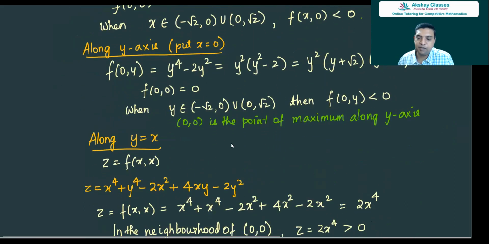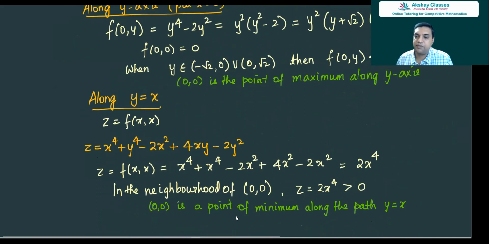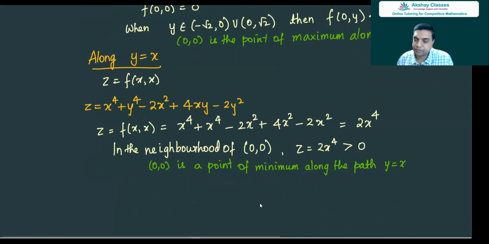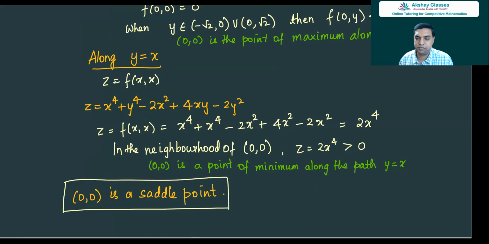But along an inclined path, y equal to x, we trace the curve and we find that the curve is having a point of minimum. So therefore, along different paths, (0, 0) behaves differently. So (0, 0) is a saddle point, neither a point of minimum nor a point of maximum.